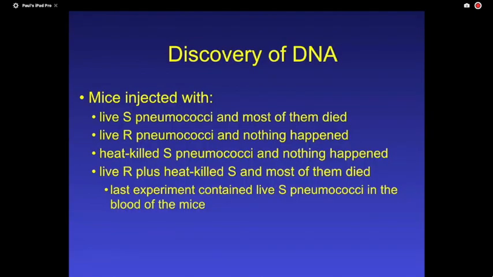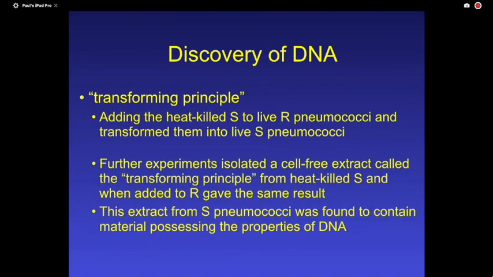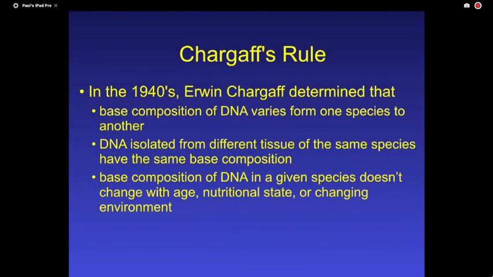Okay? And so here's all the words that we did with what we saw with the pictures. The transforming principle turned out to be that DNA. The material extracted from the S version was found to contain the property of DNA. So this was the idea that DNA could transfer informational and functional relationships from one entity to another. One of the first experiments that supported that idea.